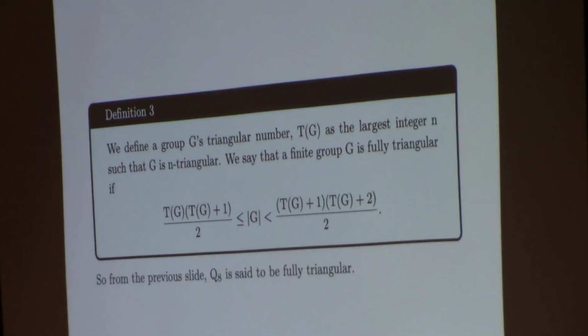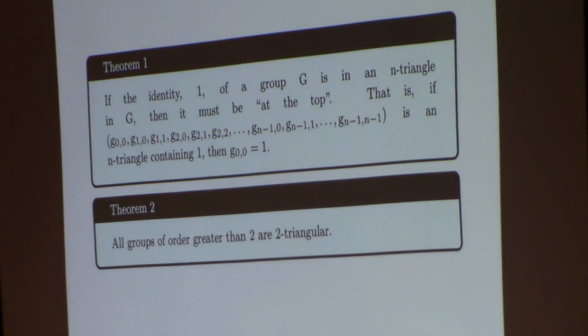All right, and so I kind of fully defined that there, where we can define a group's triangle number, the largest triangle that we were able to construct, and essentially is as large as it would be possible a priori, just looking at the elements of the group. Then we say that it's fully triangular. And so we get some nice little theorems that we can start to think about. First off is that if the identity is going to appear in the triangle, it's got to be at the top. It can't be anywhere else.